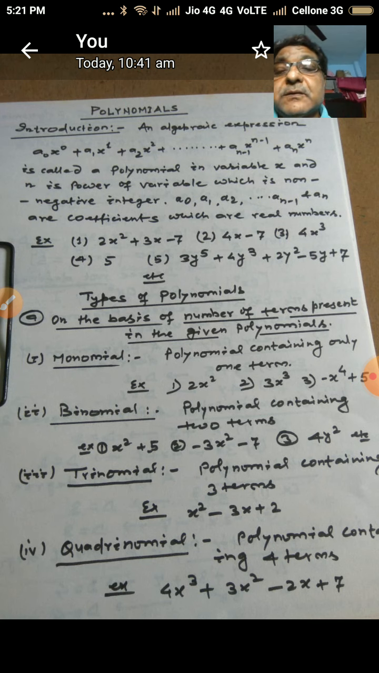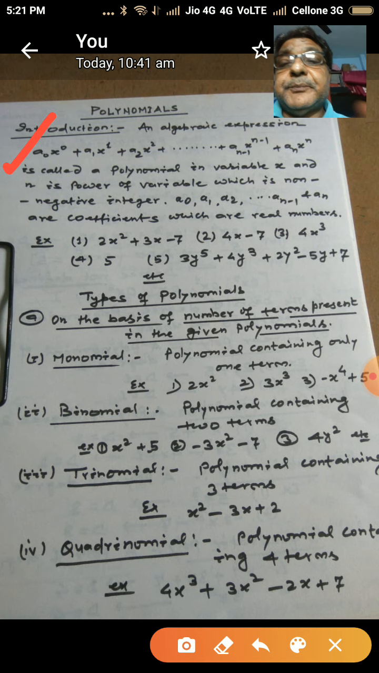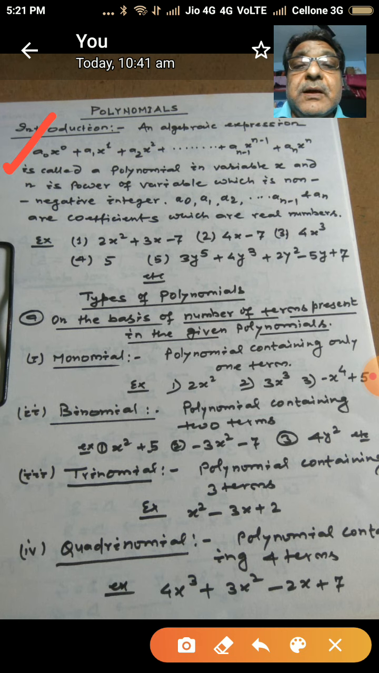It is defined as an algebraic expression a0 x to the power 0 plus a1 x to the power 1 plus a2 x square plus dot dot dot plus a n minus 1 x to the power n minus 1 plus an x to the power n is called a polynomial in variable x, where n is the power of variable which is a non-negative integer, and a0, a1, a2, dot dot, a n minus 1 and an are the coefficients which are from the real number family.